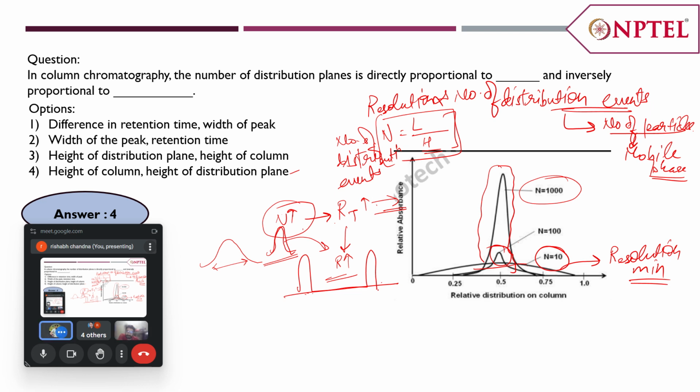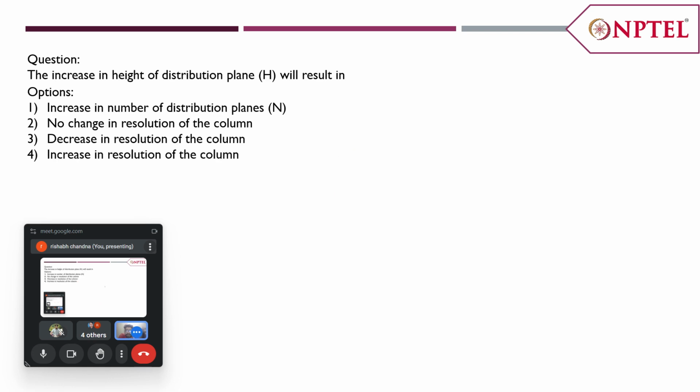So if not, then we'll move on to the next question. The increase in height of the distribution plane will result in an increase in number of distribution planes, no change in the resolution, decrease in resolution, or increase in resolution of the column. Sir, number four. Okay, any more answers?